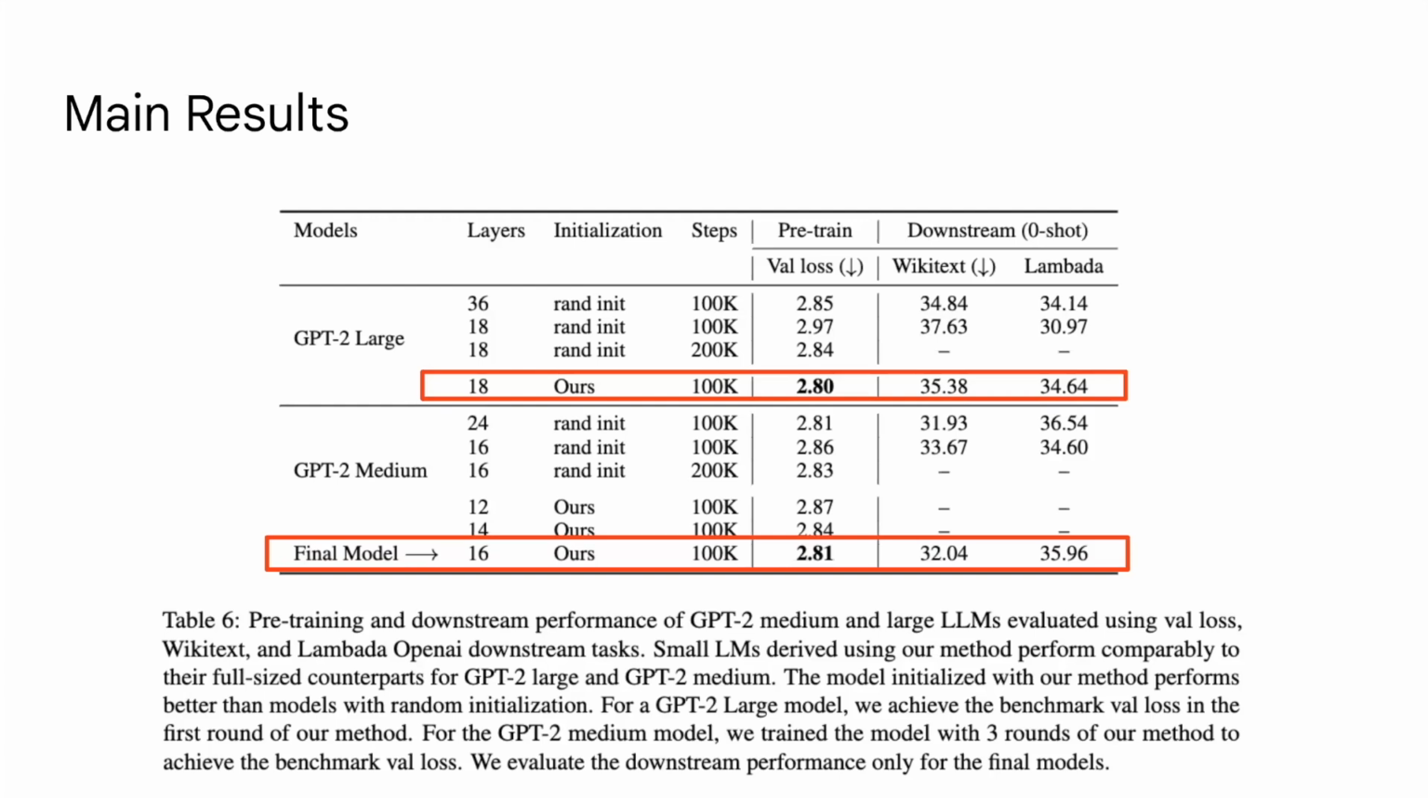And it seems this thing translates well to the GPT-2 medium model, where we didn't get the smaller model as half the size, but it's 16 layers. So a 16-layer GPT-2 model, everything remains the same other than the number of layers, achieving the same val loss compared to a 24-layer model.